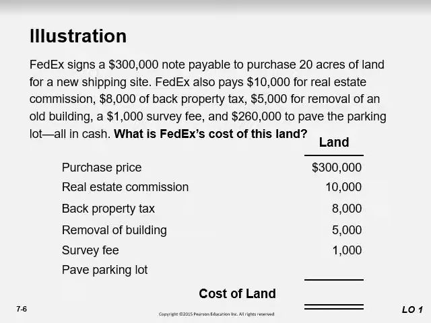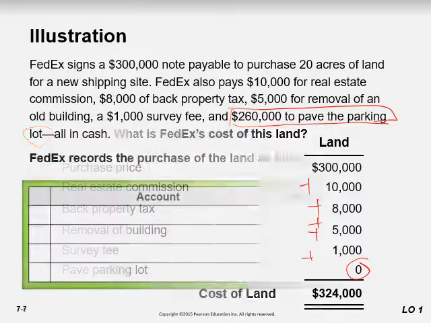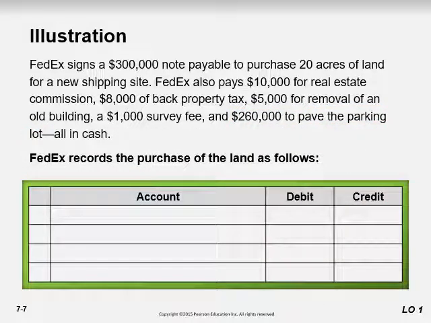Right, so the only thing that would cause you a little bit of confusion is the 260,000 to pave the parking lot, right? So is this the cost of land? Answer is no. Why? Because these are called land improvements. So the total cost of land would be the addition of all these: 300,000, 10,000, 8,000, 5,000 and 1,000. Answer is 324,000, right? And then how are we going to make the entry?